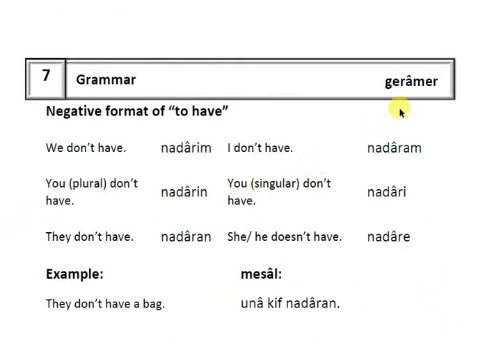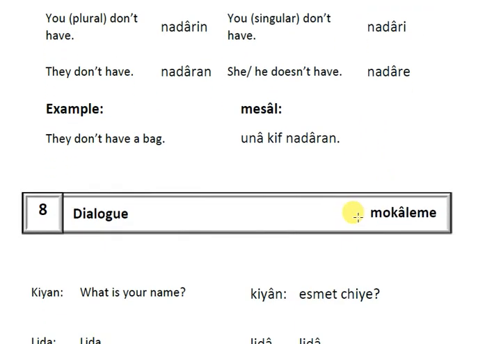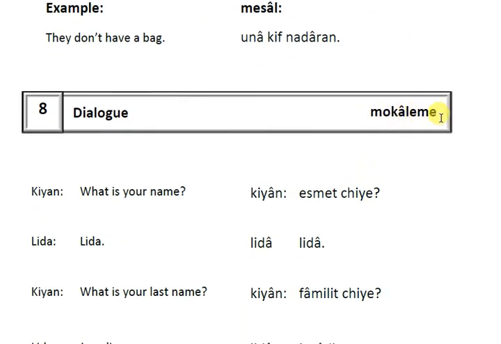Grammar. In Farsi, we say grammar. So, the negative format of to have. Let's take a look at the first one. Nadoram, I don't have. Nadoram. Nadori. Nadore. Nadorim. Nadorin. Nadoran. مثال: اونا کیف ندارن.